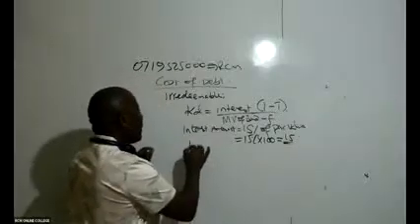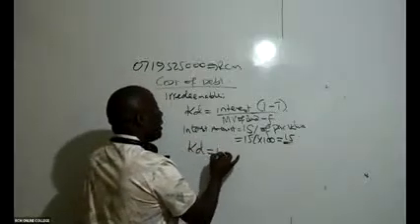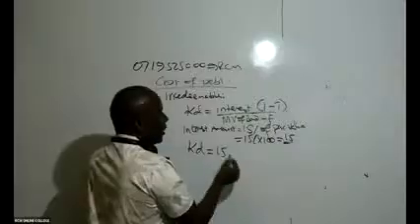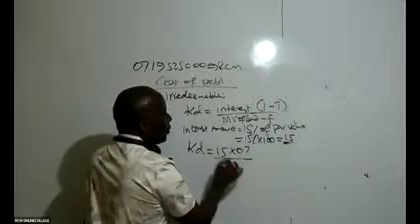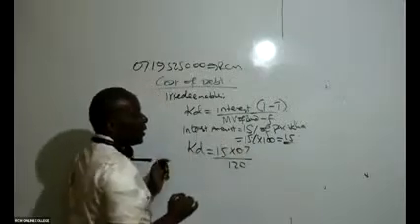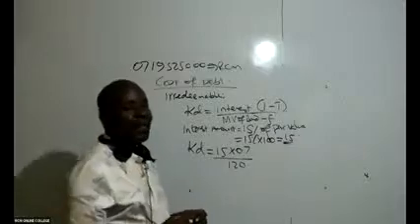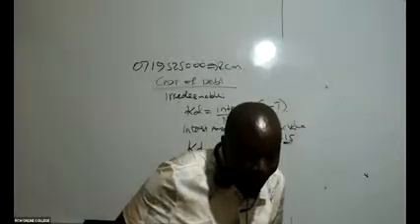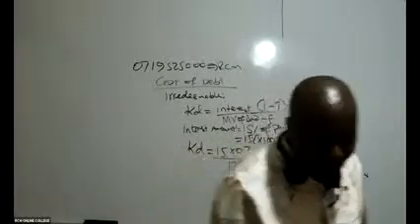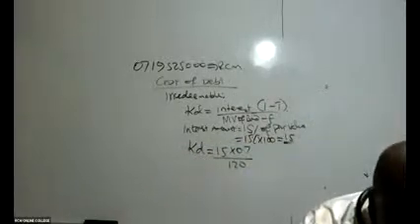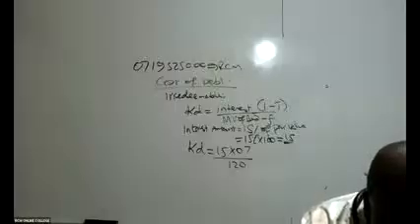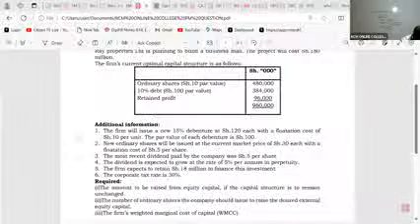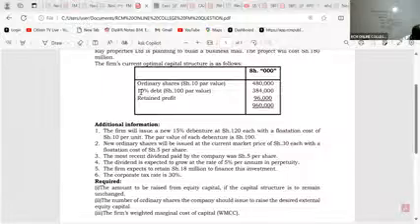Then my KD will be, the interest is 15 shillings times 0.7 all over 120. I'm sure most of them have not yet seen where I've gotten 0.7 from. Why not 10%? I like your questions. Why not 10%? Thank you for that question.